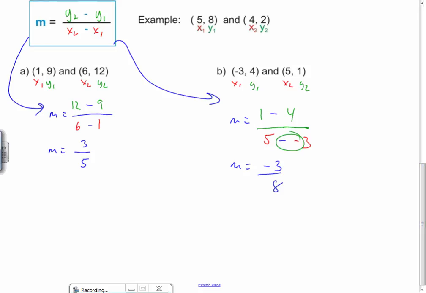Yeah, be careful with the negative there. The first negative is part of the formula. Second negative is part of the coordinate, right? So therefore, you get 5 plus 3 is an 8. So how many got that right again? Okay. So be careful using the slope formula to find the slope of 2 points. Be careful, be careful, be careful, be careful. Got it?